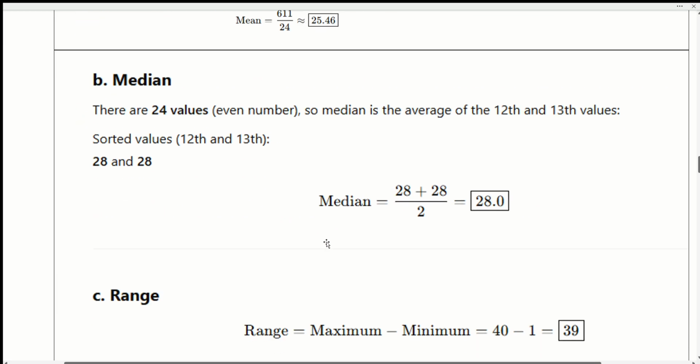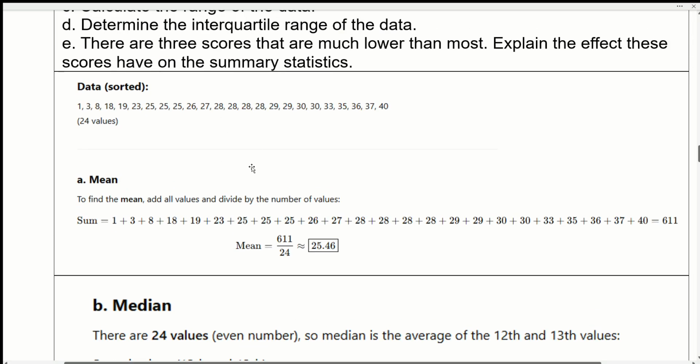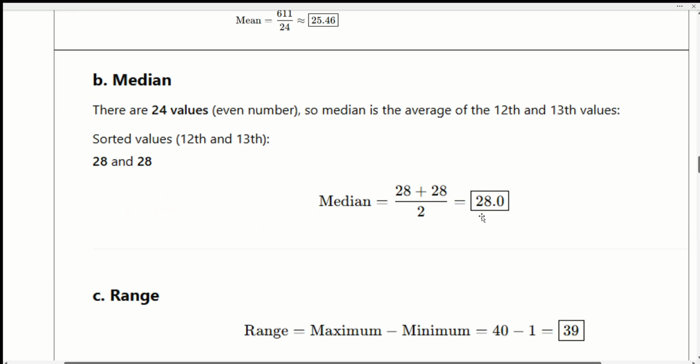How do you calculate the median? Remember, like question number 2, because it's an even number, like the 24 values you have, the median should be in between the 12th and the 13th value. The 12th and the 13th values from the data set are 28 and 28, so we just divide by 2 and you should get 28. If it was an odd number, it's much easier to do. You don't have to do this step. It's just for even numbers.